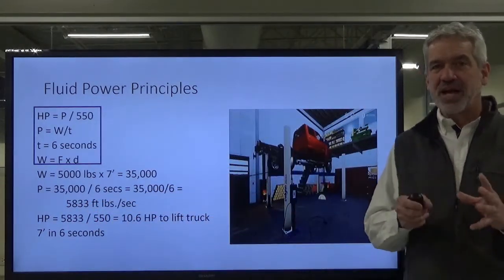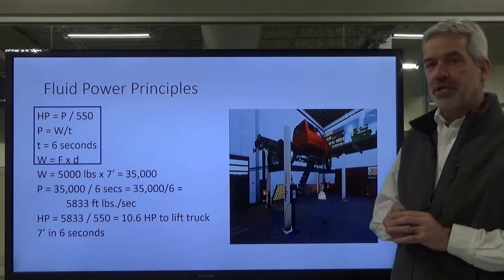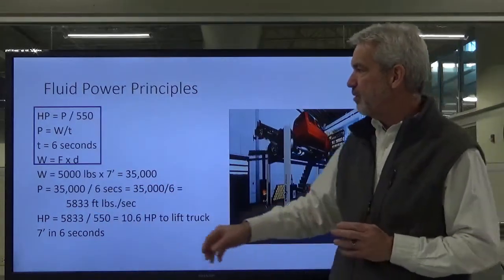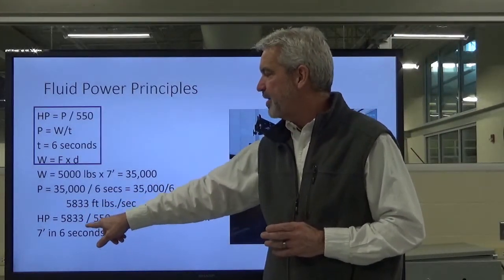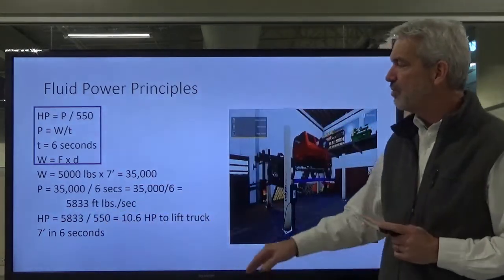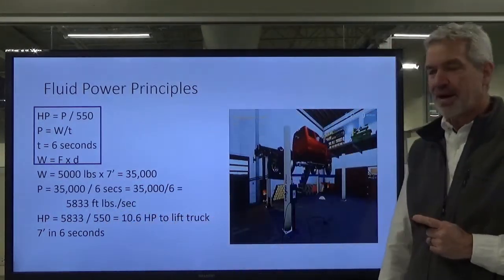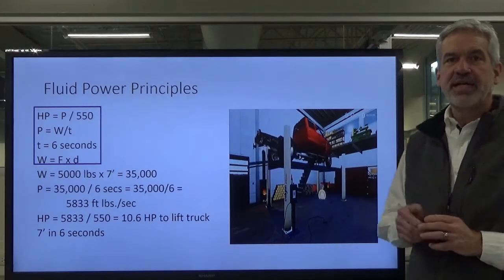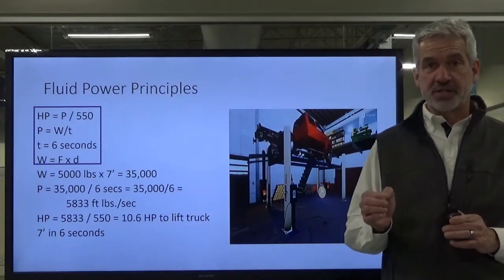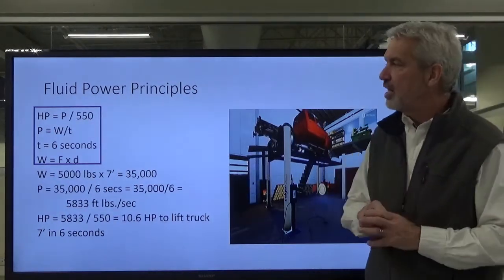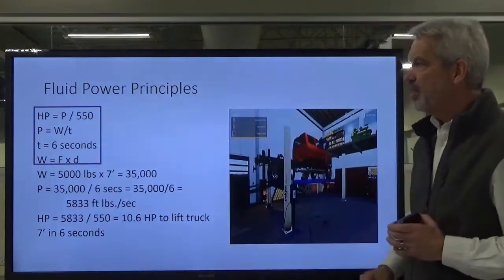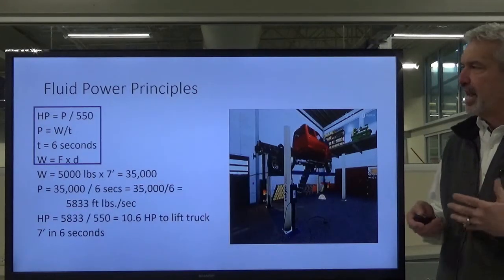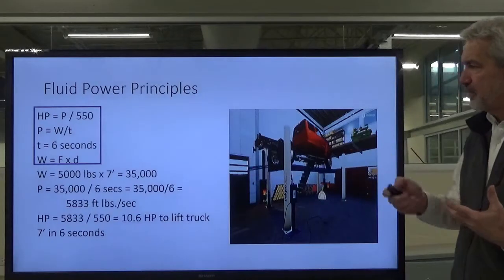But like I said, that's not how we express it in the fluid power world. We use horsepower. So we take power and divide that number by 550, which always stays the same, and it's going to require 10.6 horsepower to lift this 5,000 pound truck 7 feet in the air within 6 seconds, okay? So these are concepts that I really want you to try to work on and get your head around. I tried to explain what was what as far as the horsepower, power, and things like that, and how we derived these variables.